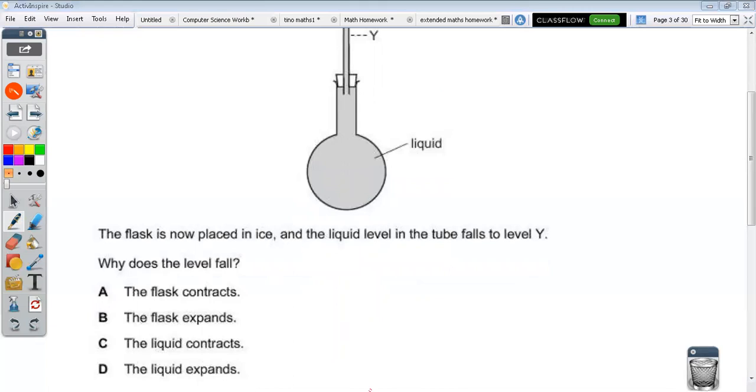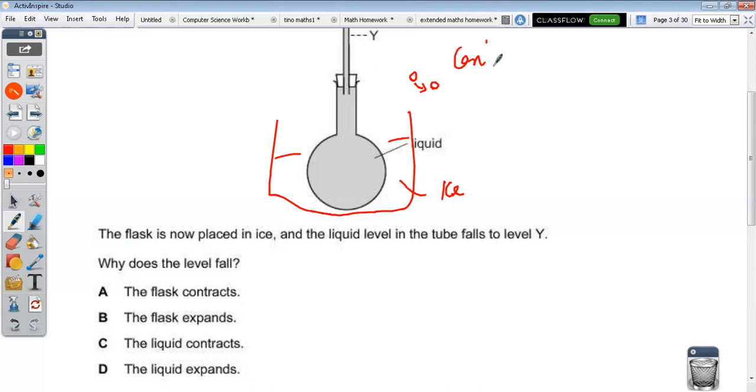Remember, you're putting the liquid in cold ice. So what are you doing to the kinetic energy of these particles? You are decreasing the kinetic energy, you're slowing it down. Are we together? So the particles are moving closer together. We call that contraction. So it contracts and occupies less volume.